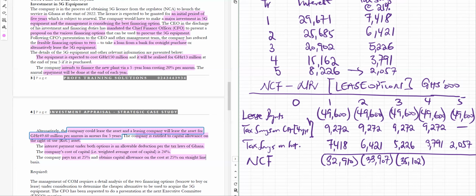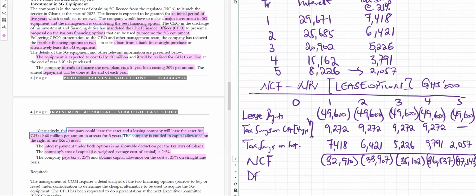And you have negative 49,600 plus 9,272 plus 3,791. You end up with negative 36,537. Then you have 2,057 and 49,600. So that gives us negative 47,543. Okay, so that is it.